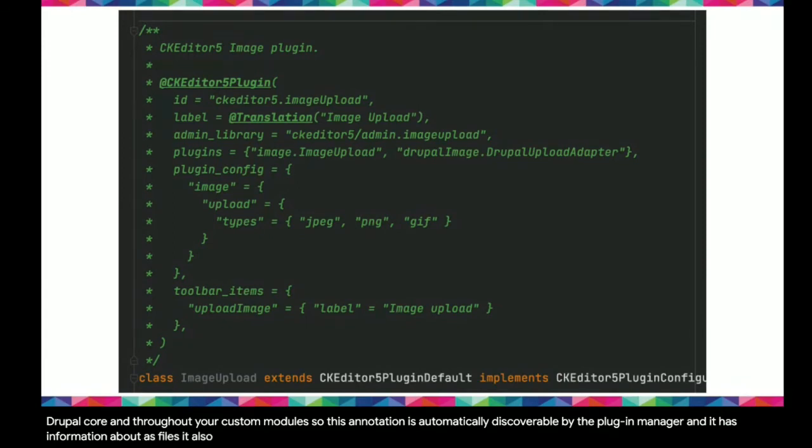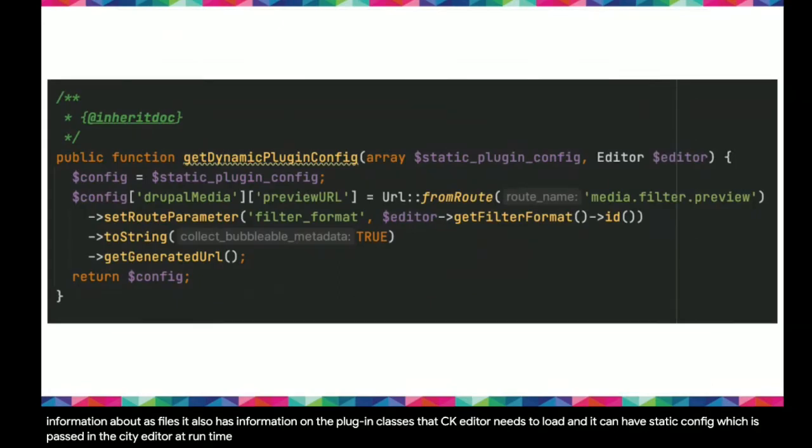It also has information on the plugin classes that CKEditor needs to load, and it can have static config, which is passed into CKEditor at runtime. If your plugin requires information from Drupal, for example, the media preview URL, plugins provide a method for setting that config before it gets passed into CKEditor.